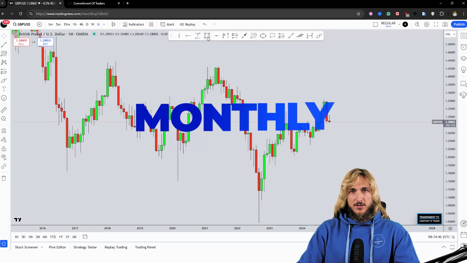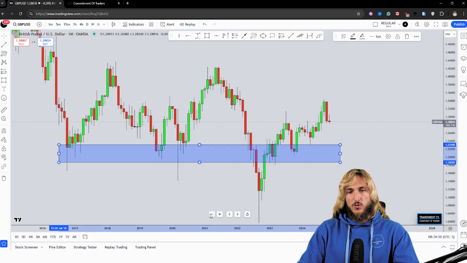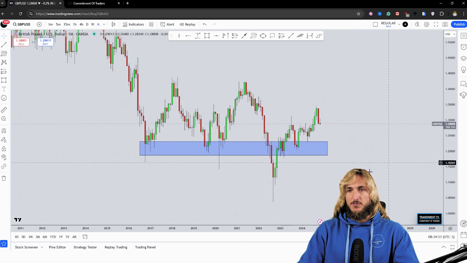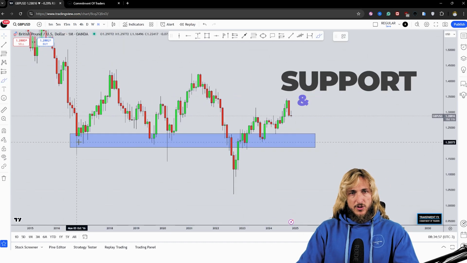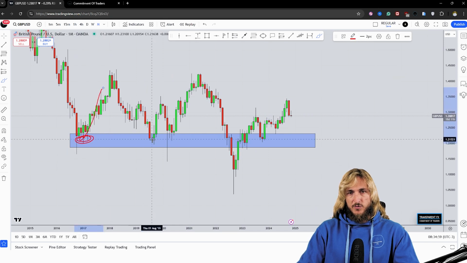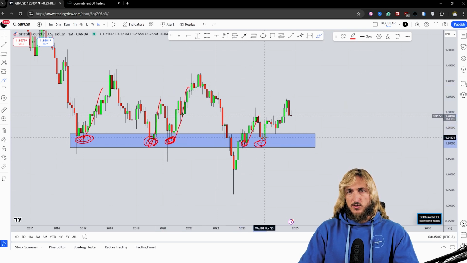Starting here from the monthly time frame, what we can see is that we have a market which has just created a quite strong historical monthly support and demand area. In fact, from here, all these previous rejections to the upside have been created. Every single time that the market tested this zone, it got rejected to the upside quite aggressively. And we can notice how just a few months ago, we had yet another test of the exact same zone.